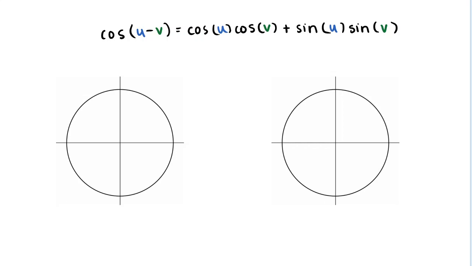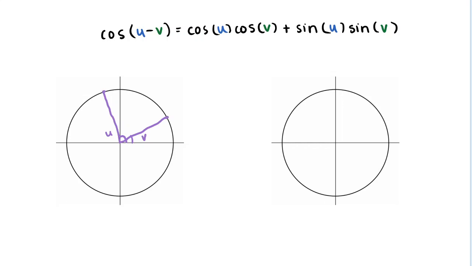Here I'm just going to draw an angle for v. It's not meant to be any special angle, right? u and v can be any value. So this is just some random position for the angle v. And then again, let me also draw some sort of random angle for u. Again, it's not meant to be any sort of special recognizable angle.